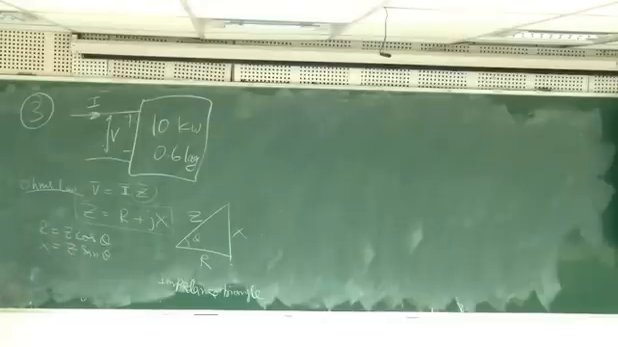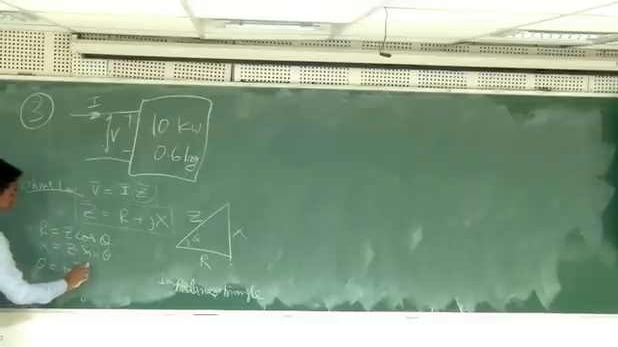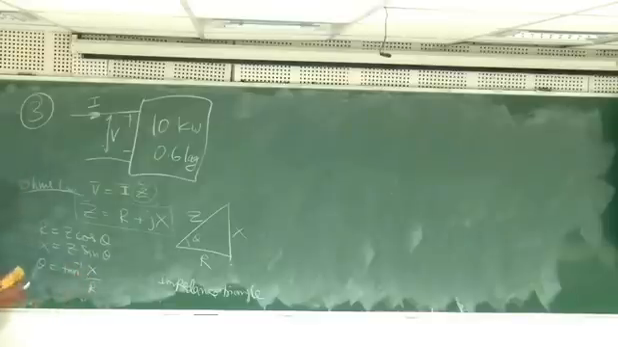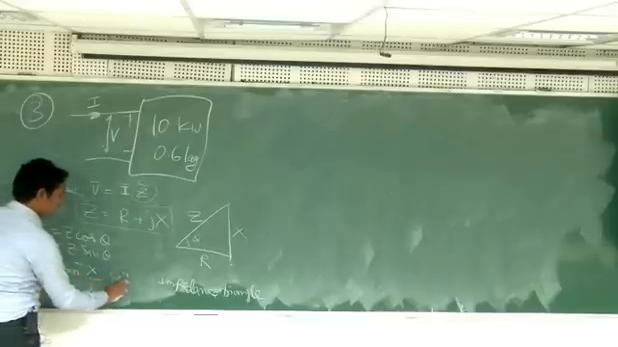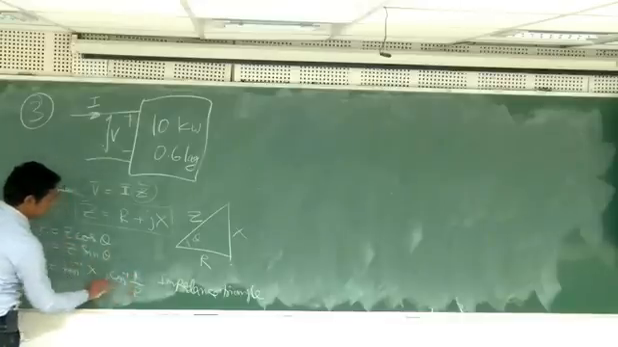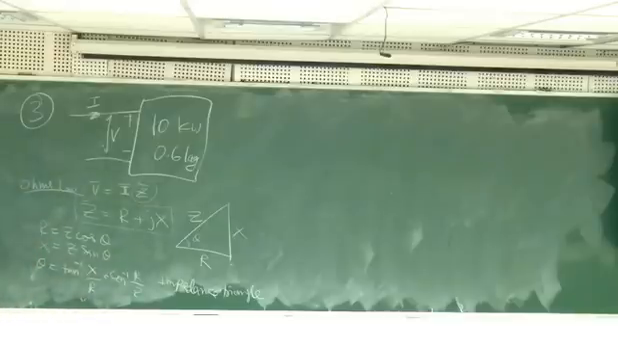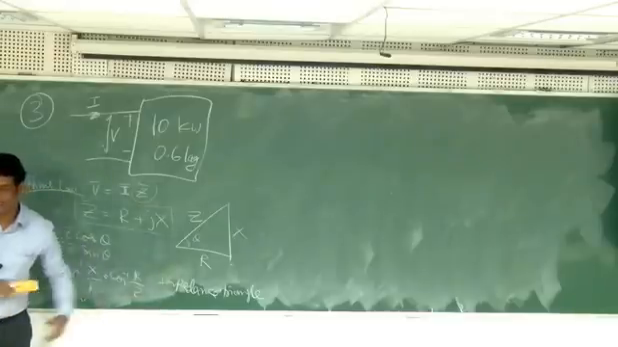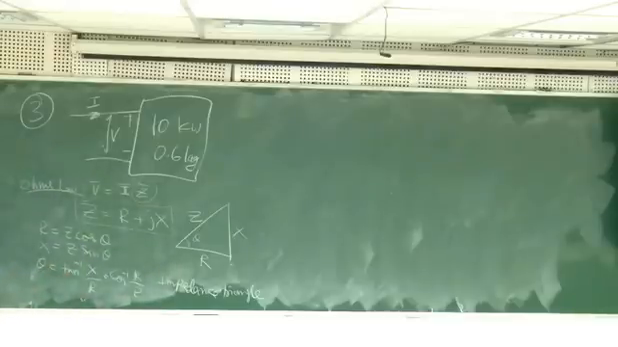And how do you get theta? Tan inverse of X by R, or you can say cos inverse of R by Z. So you can do all these things. That's the advantage of drawing this triangle. You can get all these things. We'll use it because of the question given. So this is the impedance triangle.